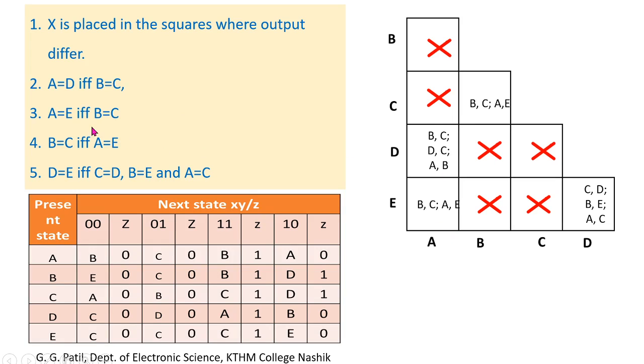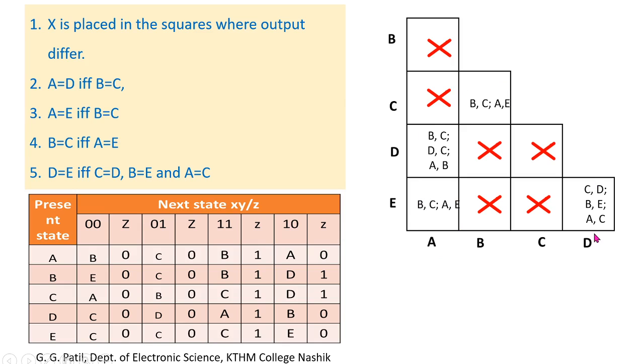they are written there. A is equivalent to E. A is equivalent to E if and only if B is equivalent to C and A is equivalent to E. Then B is equivalent to C if A is equivalent to E, and the last one, D is equivalent to E if C is equivalent to D, B is equivalent to E and A is equivalent to C. What are the implied state pairs by which those state squares can be equivalent?